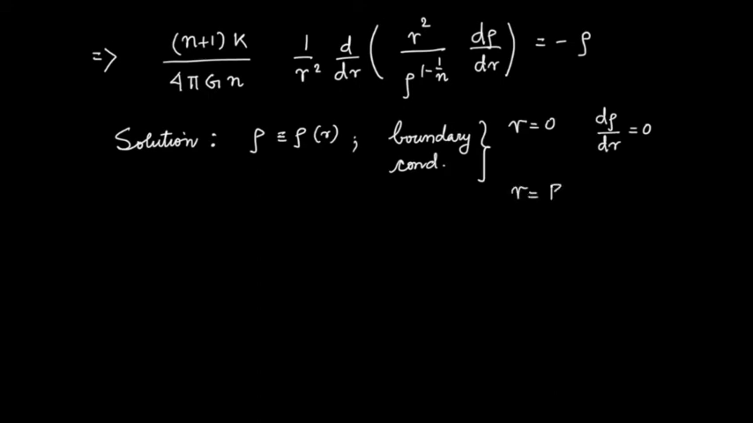And at r equals to capital R, what should be the rho at the center? Sorry, at the surface. The surface rho should be 0. That is, these are the boundary conditions. So it's a complicated boundary condition. One is given as Neumann, one is given as Dirichlet. So it's a Cauchy boundary condition if you consider all of them together.